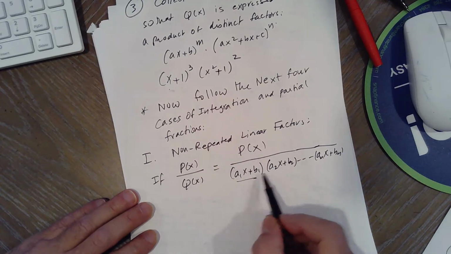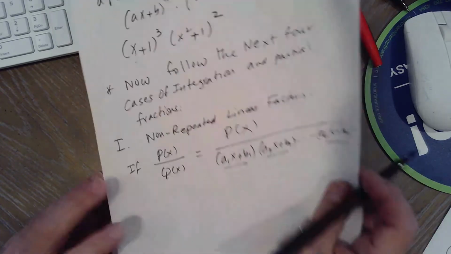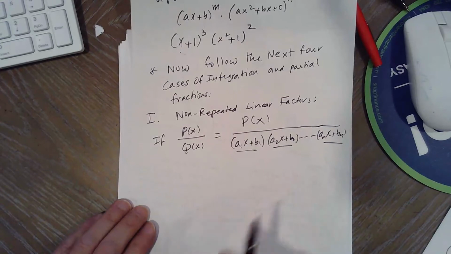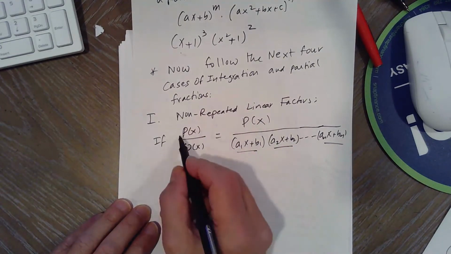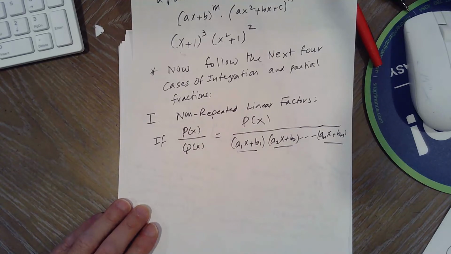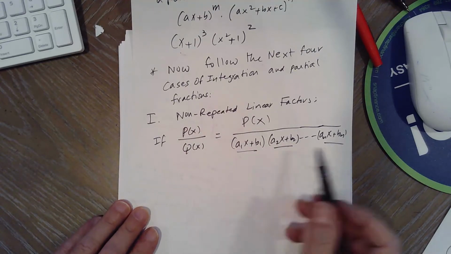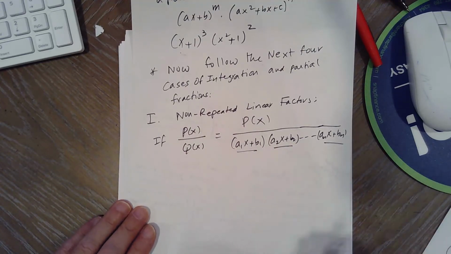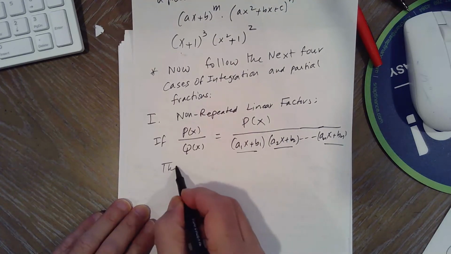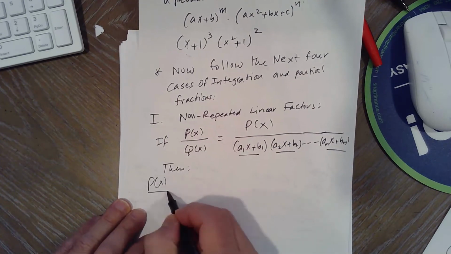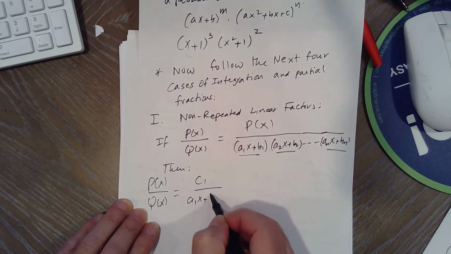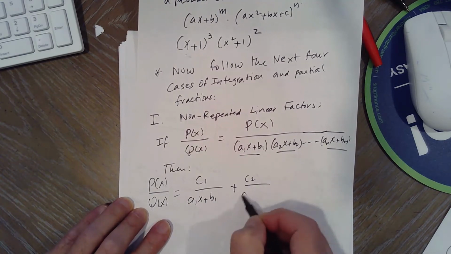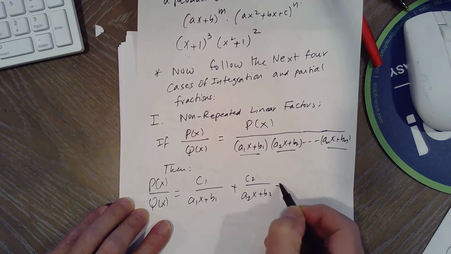Non-repeated linear factors. These are all different factors and they're linear, no square in there. So all these are, and the degree of the top is, as always, less than the degree of the bottom, and the c's, the a's, the b's are constants. So then you can write p of x over q of x as c1 over a1x plus b1, c2 over a2x plus b2, and so on.